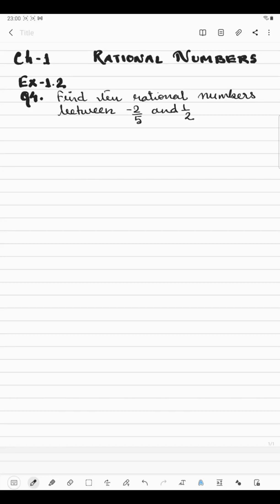Hello everyone, now I am going to start question number 4 of exercise 1.2. Now in this question we have to find 10 rational numbers between minus 2 by 5 and 1 by 2.